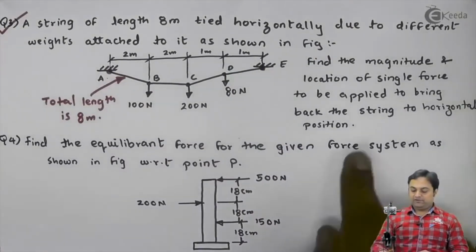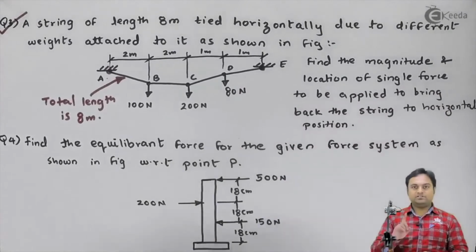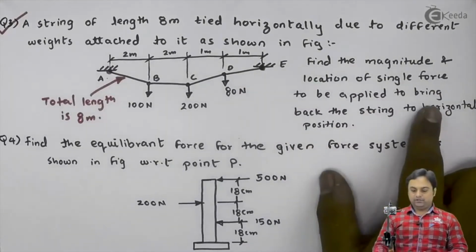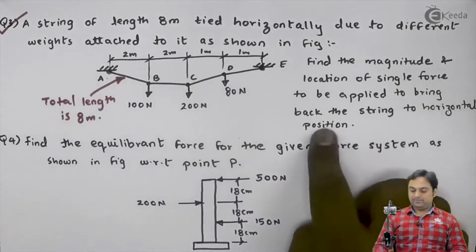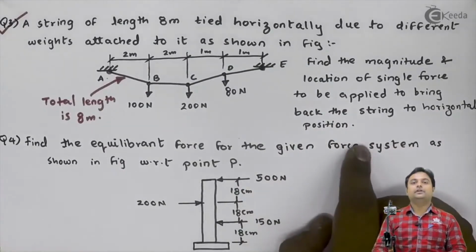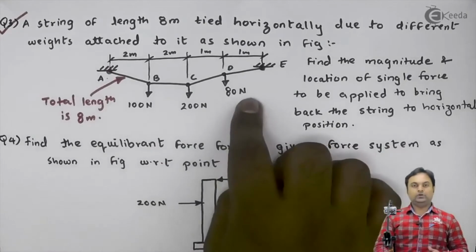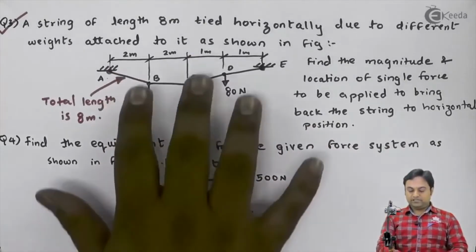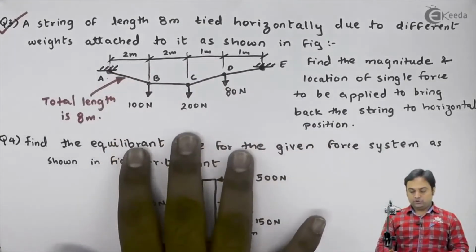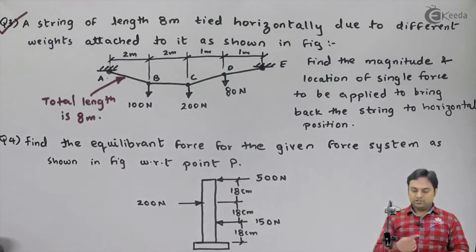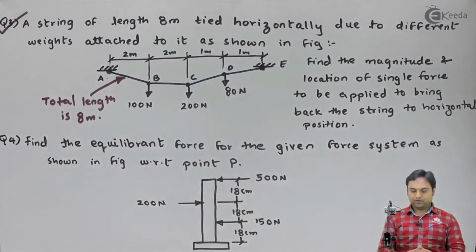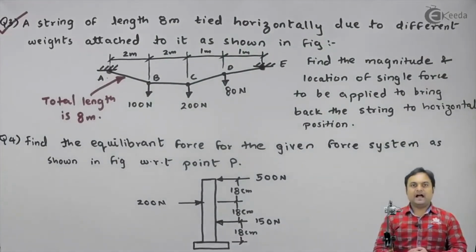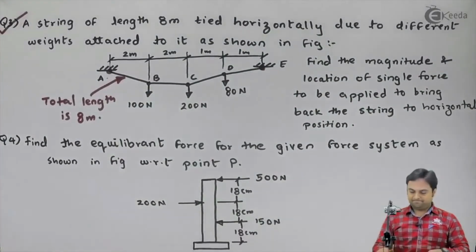Now we have to find the magnitude and location of one single force to be applied on this system so as to bring back the string to horizontal position. It means because of the load this string will be pulled downwards, so you have to apply one single force because of which it will return to its horizontal position. Whatever is given here, I will draw it in the given data.